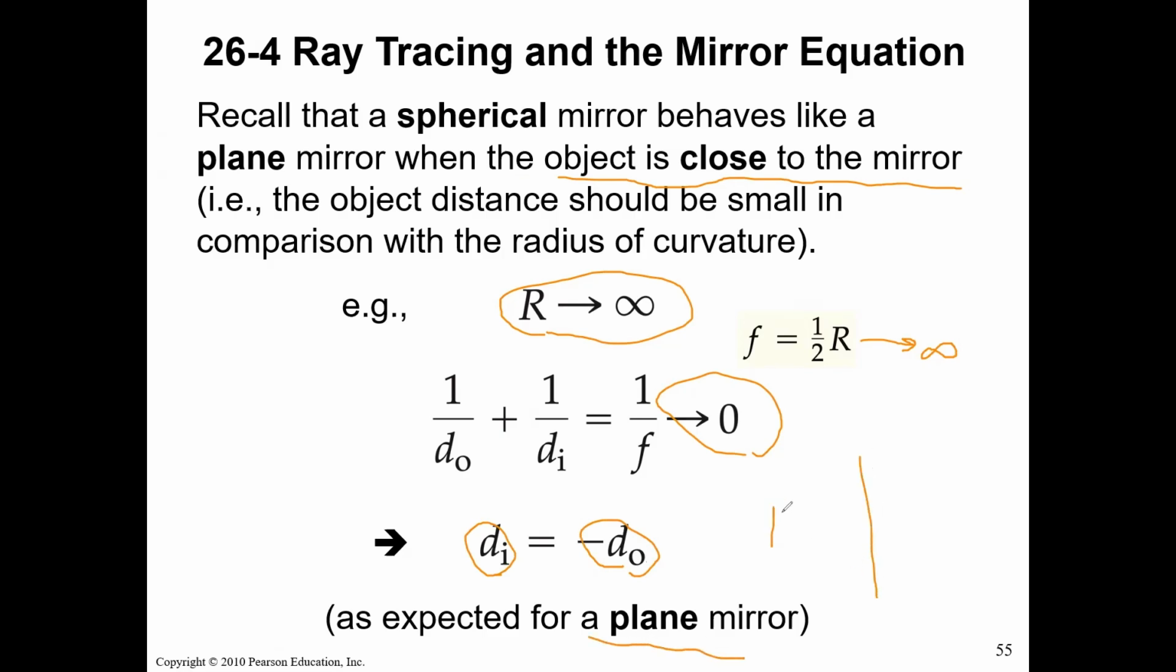For a plane mirror, you can have a real object, DO is positive, and then you will form a virtual image, DI is negative, and the distance is the same. So DI is minus DO. This is DO, and this is minus DI. This is a plane mirror. So the mirror equation works for plane mirror, works for concave mirror, and also works for convex mirror.